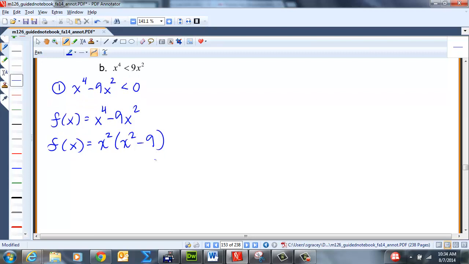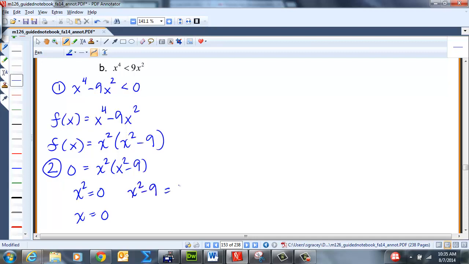You could continue to factor it, or you could just use the square root property when you find the zeros. So, second step, find the zeros. I'll use the second version here. So we'll get x will be 0 with multiplicity 2, good. And then x squared minus 9 is 0, which gives us x squared is 9, so x will be plus or minus 3, once I square root. So let me show how I square rooted both sides. All right.